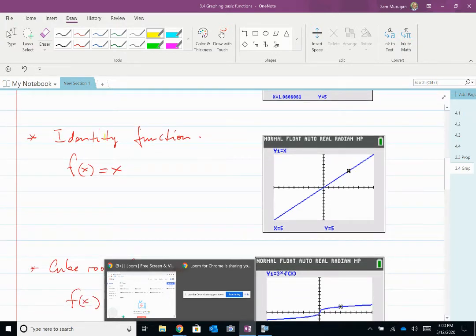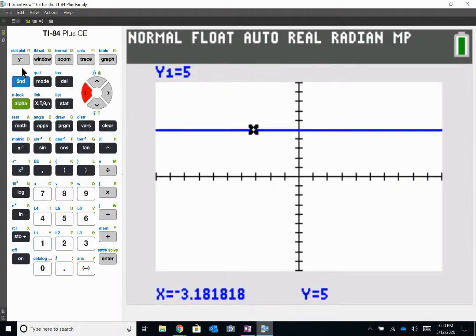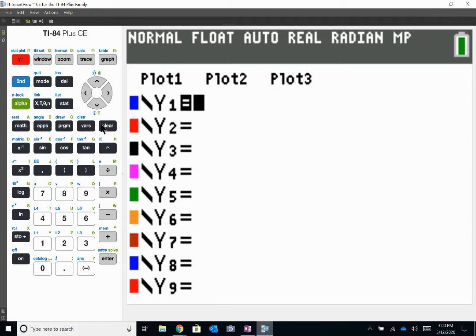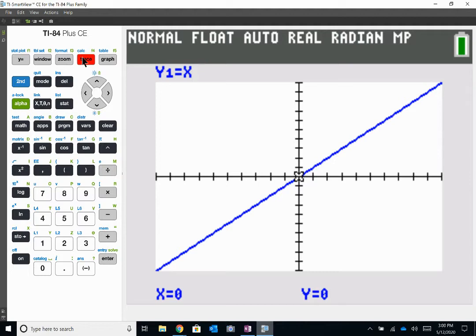The next function is the identity function, the classic y is equal to x function. To graph that, we press y equals, clear, and type in the variable x. Graph it, and we see the classic graph that goes through the origin. You can run a trace at the point. You see when x is equal to 0, y is equal to 0.